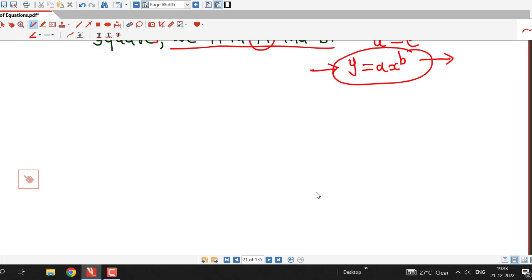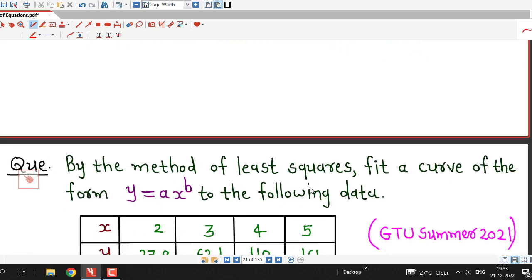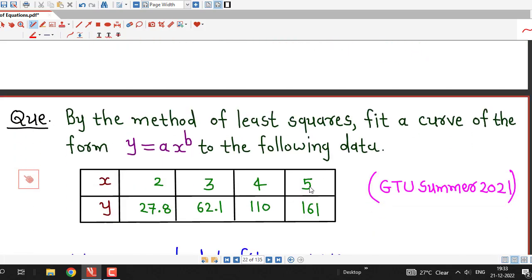So let's understand this method with the help of one example. This example was asked in GTU Summer 2021 exam. By the method of least squares, fit a curve of the form y equal to a times x raised to b to the following data. Values of x and y are given.